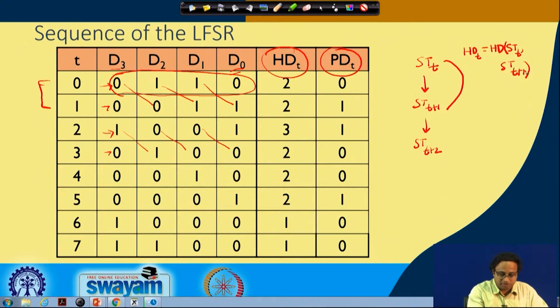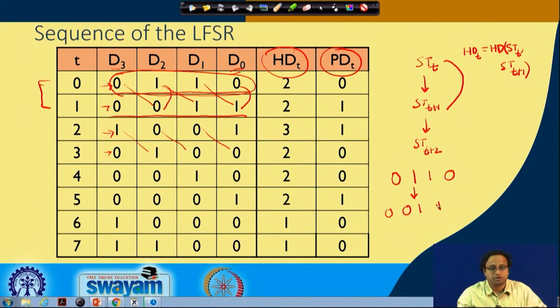So what I mean is that if I now have 0, 1, 1, 1, 0 here and the next state ST_t plus 1 is 0, 0, 1, 1, then you can see that the Hamming distance is nothing but the changes. For example, here there is one change and here there is one change. So you can actually calculate this. In the first clock cycle it was 0, 1, 1, 1, 0 and this goes to 0, 0, 1, 1. The Hamming distance can also be found in this way.